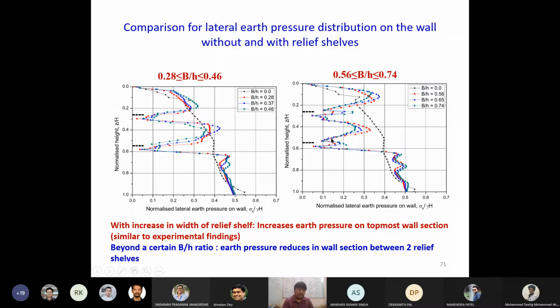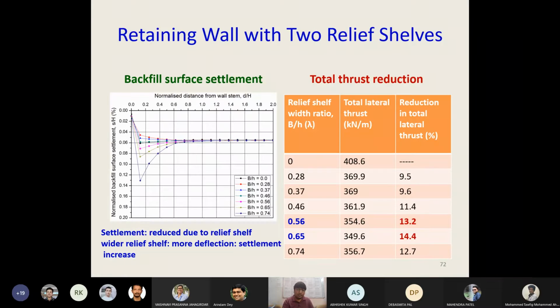So what is over here is that the positions are completely fixed. The only thing is that we have increased the width of the relief shelf. So that's why you can see the shadowing effect is happening, and that's why we are witnessing a good amount of earth pressure reduction in this section of the wall. Okay, so now another important thing we noted is that there will always be a change in the backfill surface settlement whenever relief shelves are introduced.